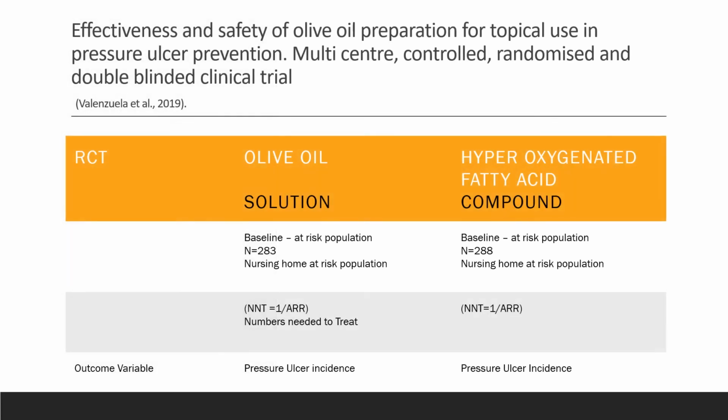The outcome variable is pressure ulcer incidence, and the study goal was to test if a new topical preparation, which is olive oil, is as effective as hyperoxygenated fatty acid for preventing pressure ulcers in nursing home residents.